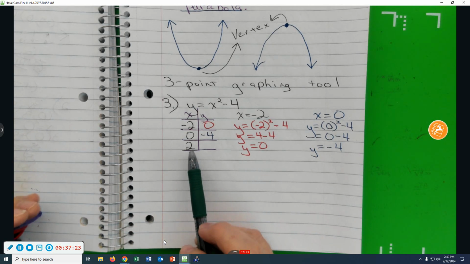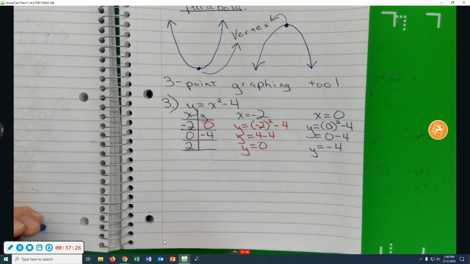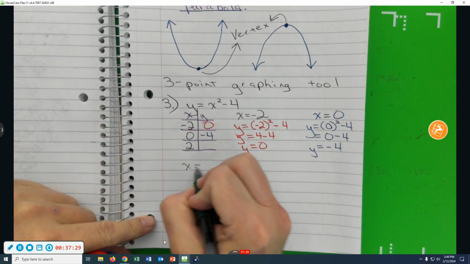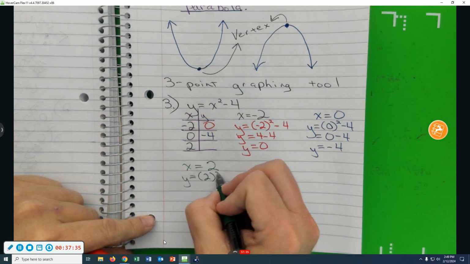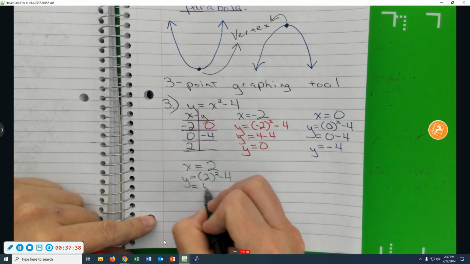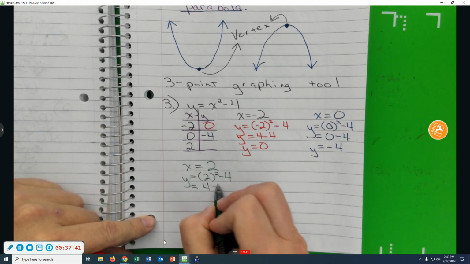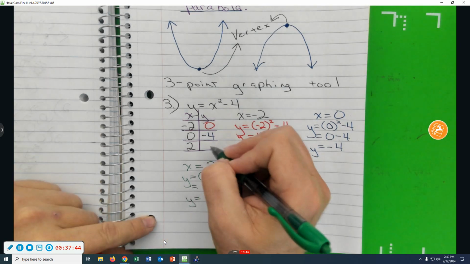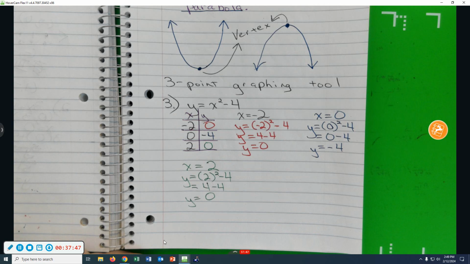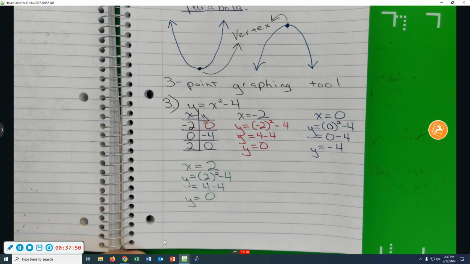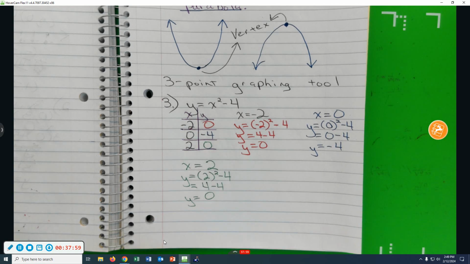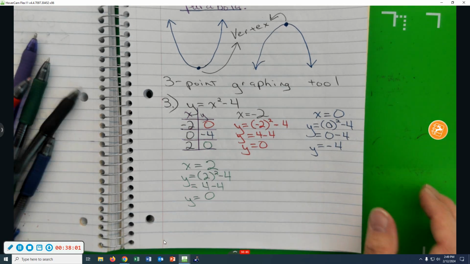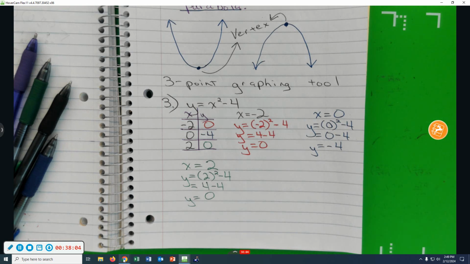Third row on this table, what does it say to do? Let x be 2. Okay, so we're letting x be 2. So we have y equals 2 squared minus 4. 2 squared is 4. Minus 4 gives me a y value of 0. So we have the 3 ordered pairs. Any questions on how we completed those ordered pairs? My lab gave me the x values. We found the y values. Okay. Come over here.